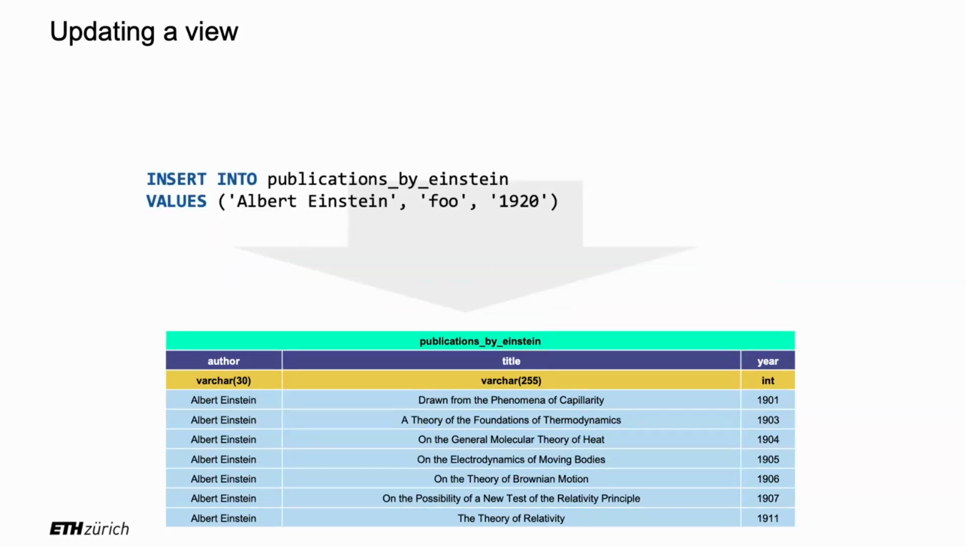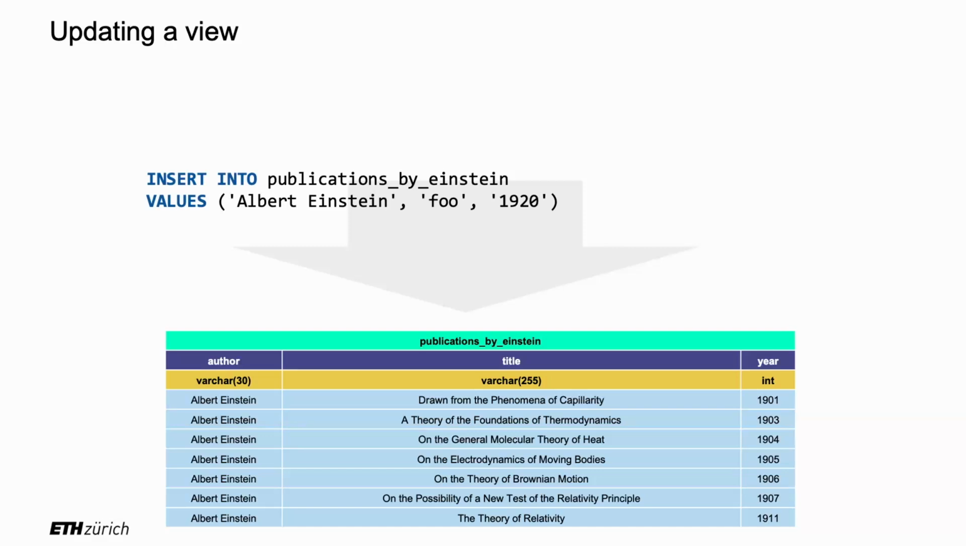So imagine that here, you take a view and you want to insert a record, Albert Einstein foo 1920. What do you think should actually happen if the user tries to modify that view? Exactly, you propagate to the original table. Can we do that in that case? We can, right? It's just a selection on the original table. So we would just take that tuple and also add it to the original table.